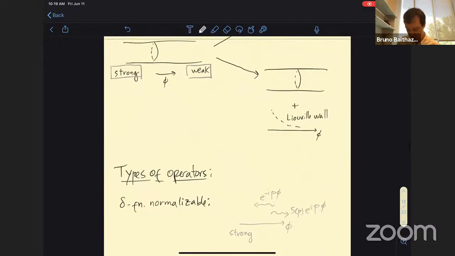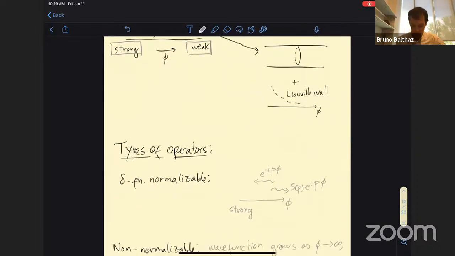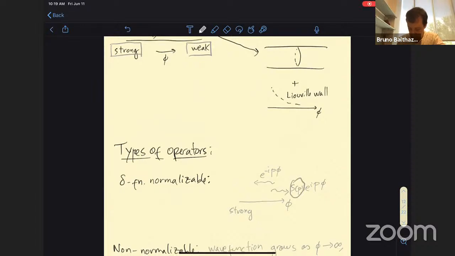Now we can ask, okay, what are the types of operators in each of these theories? So one type of operator are delta function normalizable. And this you can think of as if you're solving the Schrodinger equation in the weak coupling region. So the wall doesn't matter there, and you just have ingoing and outgoing waves. And the idea is that all that the wall does is that it provides a reflection coefficient that relates these two ingoing and outgoing waves. Okay.